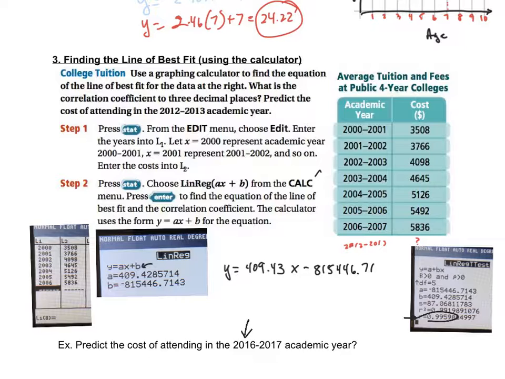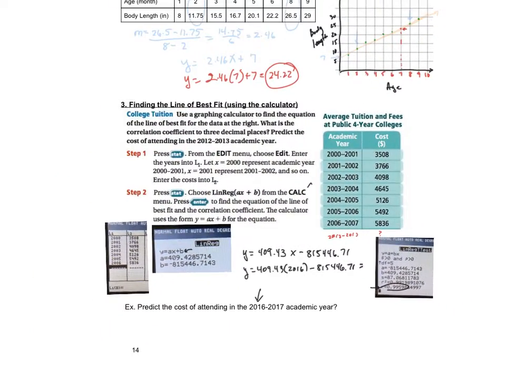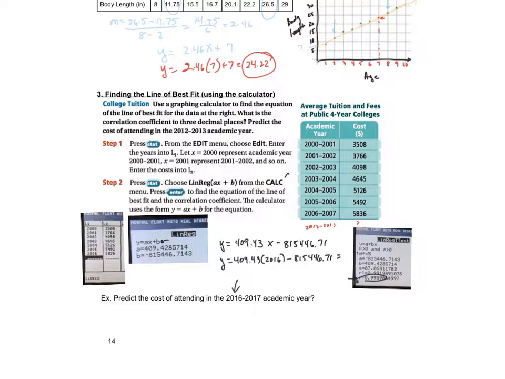And we never predicted 2012 over there, but that's okay. We have y equals 409.43, going to replace x with 2016, minus 815,446.71. Going to put that in the calculator and hit enter, and it's going to give me some number. So there you go. That's using your calculator and your graphing options to come up with lines of best fit and to identify how accurate they are with their correlation coefficient, which is represented by R.